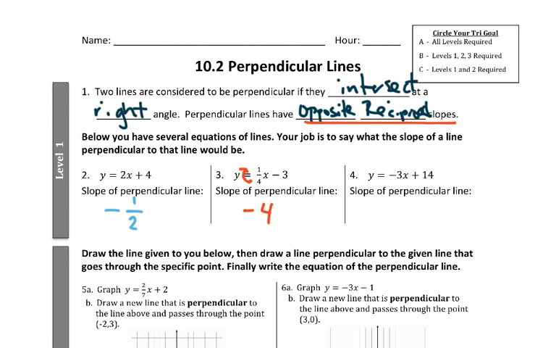All right, question 4. Here's our slope right here. It's a negative 3, or a negative 3 over 1. Okay, so first thing we want to do is flip the numerator and the denominator. So we're going to make that a 1 over 3. And it was a negative slope before, so we need to keep it a positive slope this time.